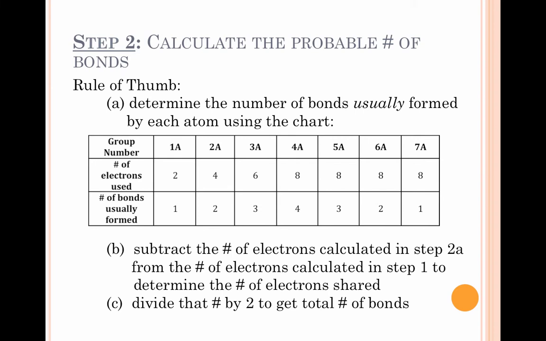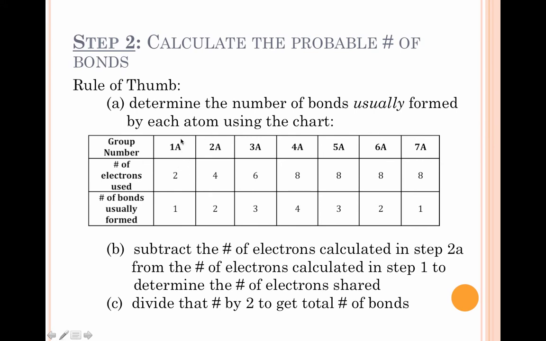The second step is to calculate the probable number of bonds. Notice the word probable. This is just something that guides you. This is not going to be absolutely this is how many bonds you're going to have. And we're going to do a couple where you're going to see where it makes sense. So a rule of thumb is to determine the number of bonds usually formed using this chart. You will always have this chart.